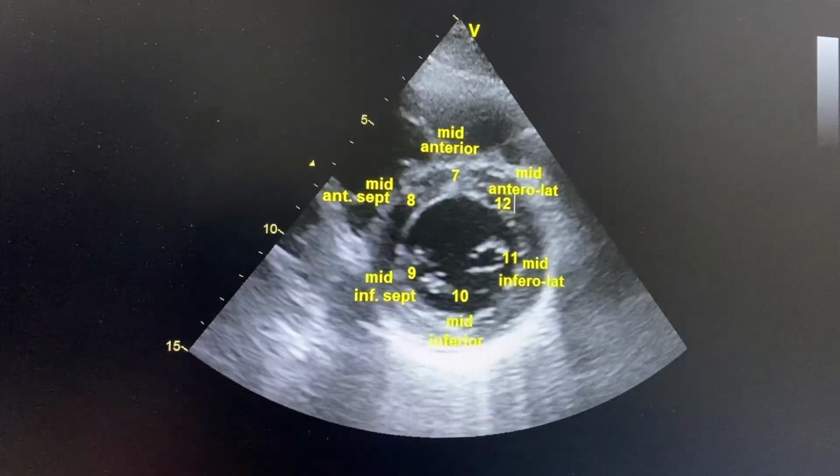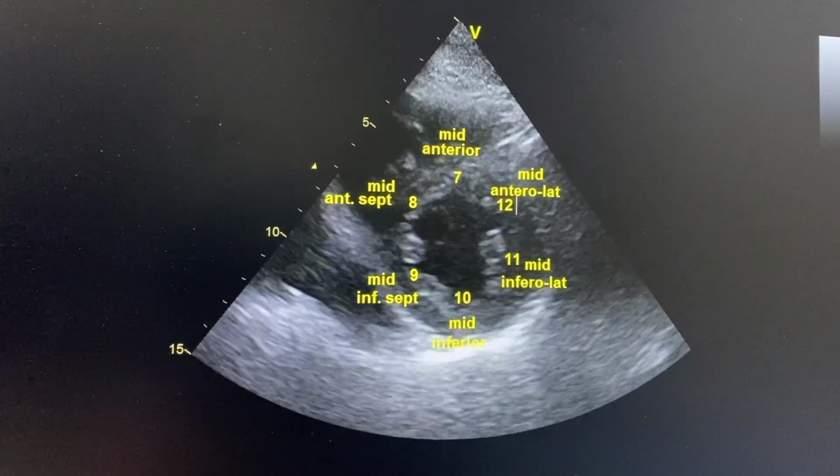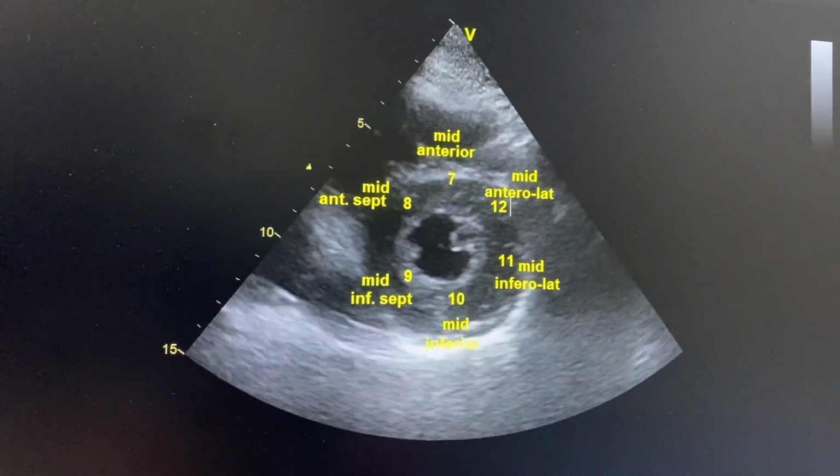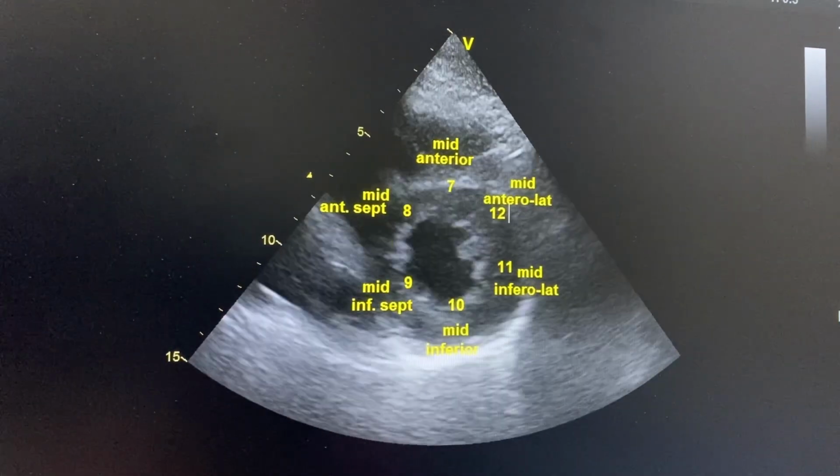This is how we are naming them. And when you check my handwritten notes, this is what I was writing. So now the next segmentation in short axis is going to be at the apical level.